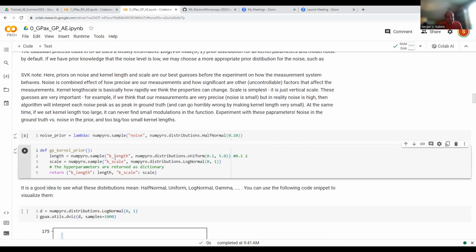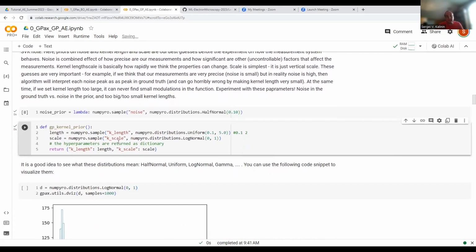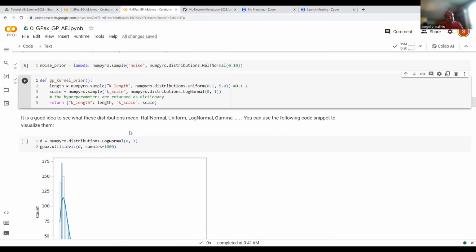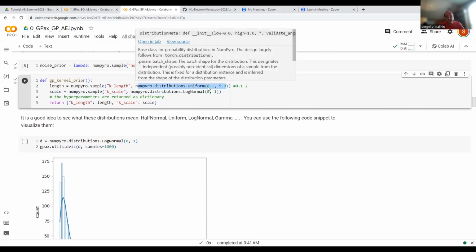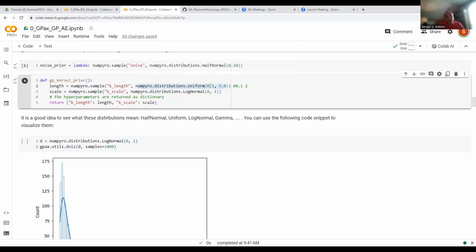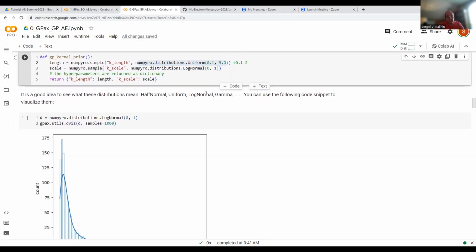Then we define the priors on the Gaussian process kernel. For a simple kernel like RBF, we have only two parameters. One is length scale, another is scale. Length scale is correlation in the X domain. Scale is basically the vertical correlation. Notice that in this case, for illustrative purposes, we choose that the distribution of the kernel length scale is uniform, meaning that it can be anywhere between 0.1 and 5, but it cannot be bigger than 5 and cannot be smaller than 0.1. Again, I will show why it matters.